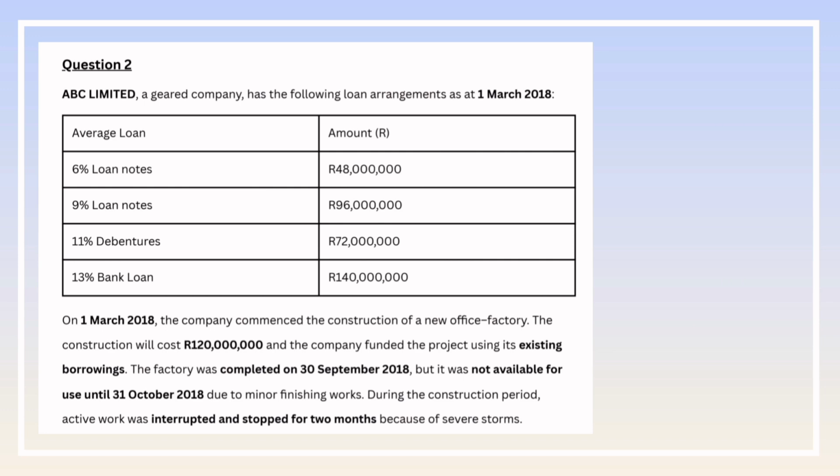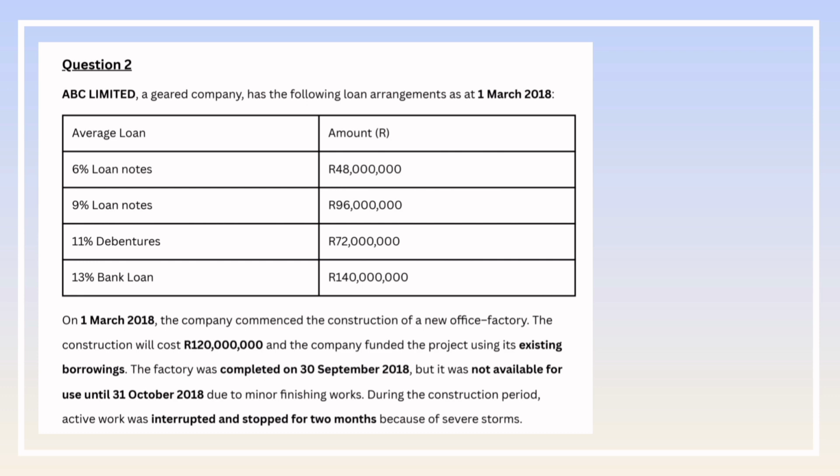Okay, so here ABC Limited borrows through a mix of loans, like different loans. Number one, they have 6% on 48 million, they have 9% on 96 million, they have 11% on 72 million, they also have 13% on 140 million.